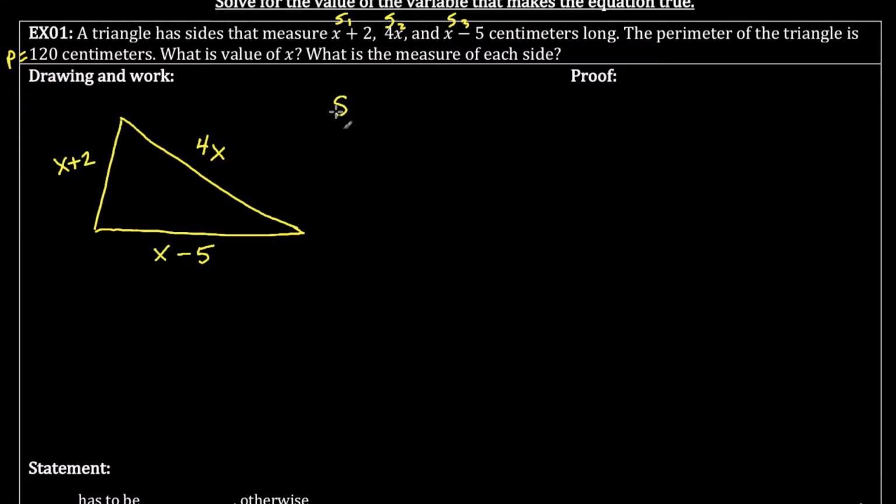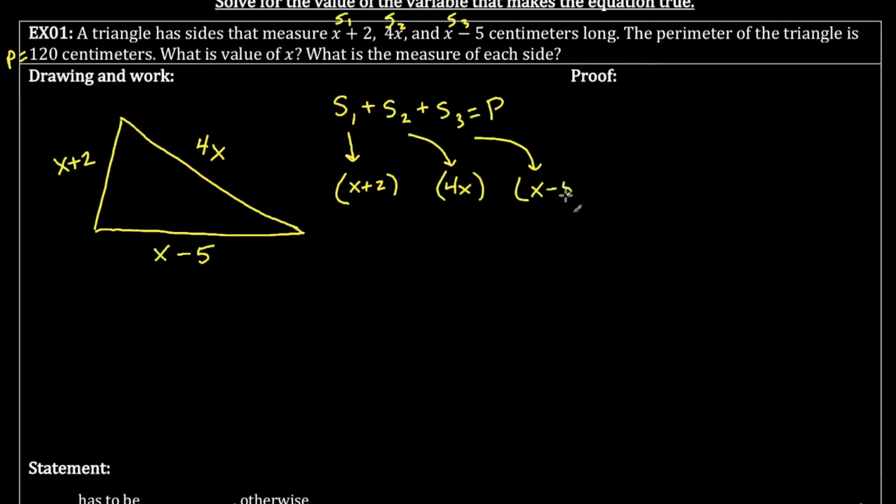We know that perimeter is the distance around an object, and for a lot of these shapes, all you have to do is add up all the side lengths, and we would get the perimeter. So side 1 plus side 2 plus side 3 equals the perimeter. Well, side 1 is x plus 2. Side 2 is 4x. And side 3 is x minus 5. If we add all these together, we should get our perimeter, which is 120 centimeters.